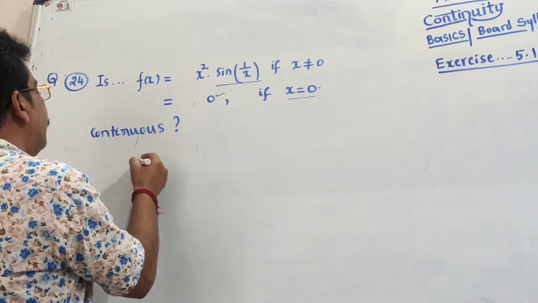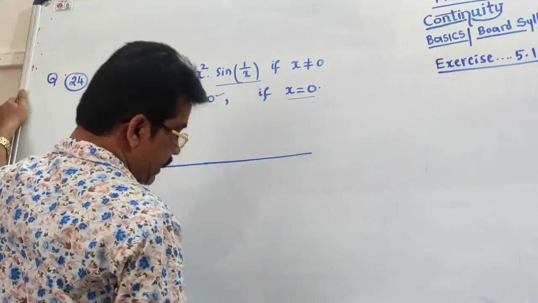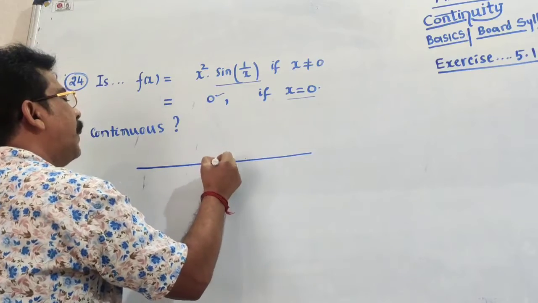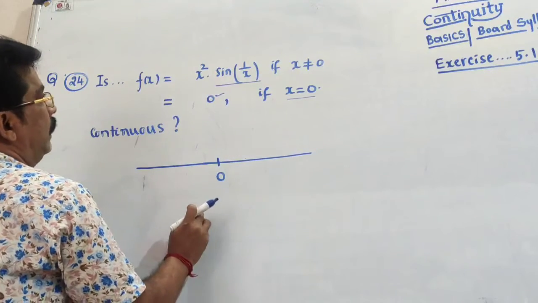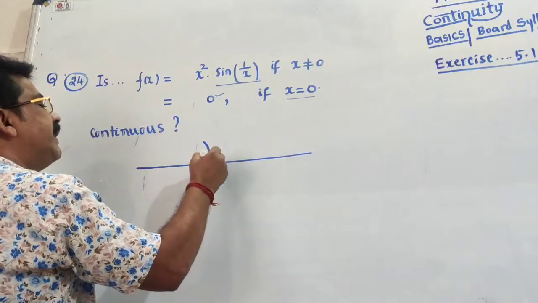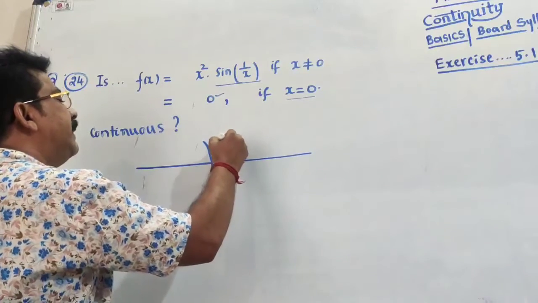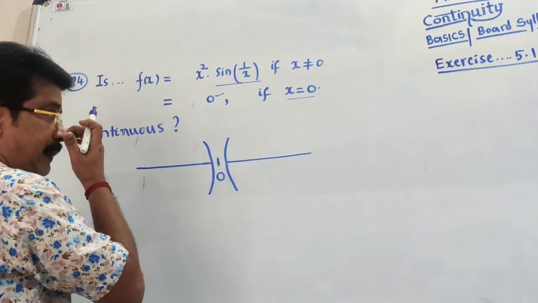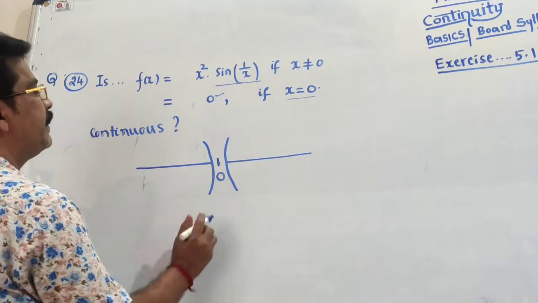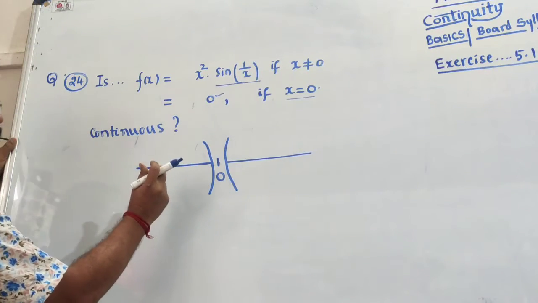So we have to examine whether it is a continuous function or not. Here only one number is appearing, it is 0. So x not equal to 0 means just this one is a deleted neighborhood area of 0, and it is also a deleted neighborhood area of 0. Actually, to understand easily I am taking this much of gap.